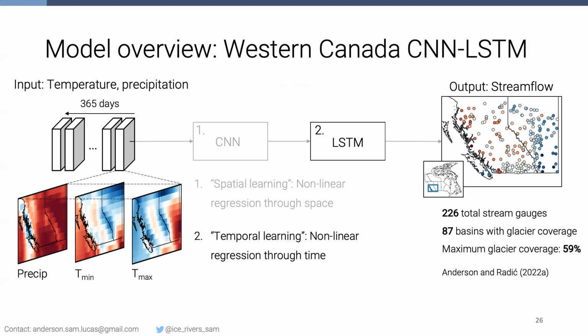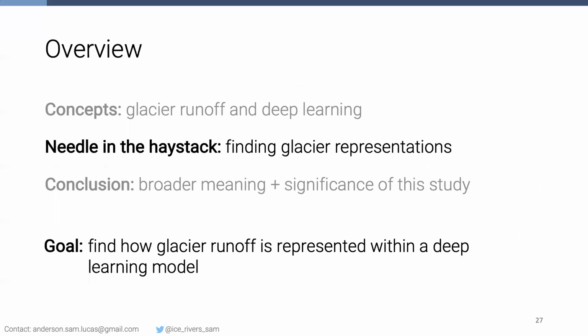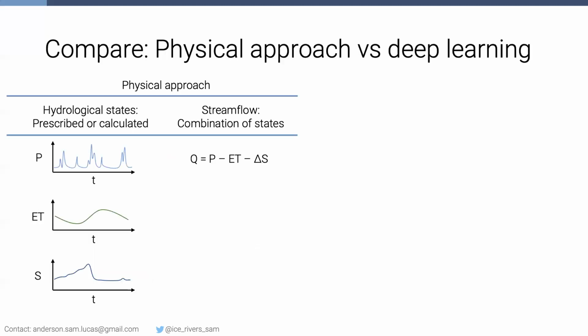Since we know where glaciers are in space, we'll investigate this LSTM component to see how and if the model has learned to represent glaciers through time. But remember, the model only knows temperature, precipitation, and streamflow. It has no information about glacier coverage, so it has to automatically learn glacier runoff from this limited data alone. With these ideas in mind, we'll now go about finding and interpreting the representations of glacier runoff within the model.